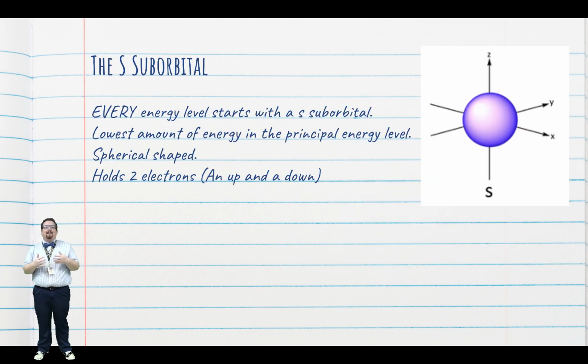The S suborbital exists in every principal energy level, starting with number 1 all the way to infinity. It is the lowest energy suborbital in each principal energy level. It is spherical shaped and can hold up to 2 electrons. These 2 electrons would spin in opposite directions, so we call one an up electron and the other one a down electron.